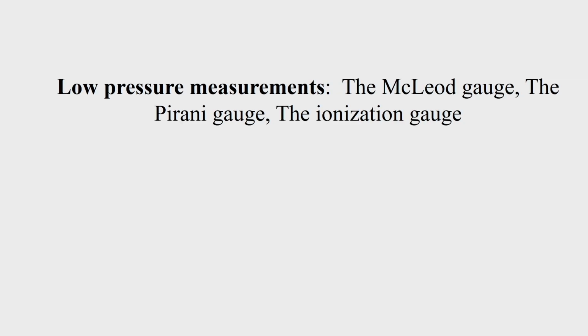Good afternoon. I welcome you to this session of experimental methods in fluid mechanics, and today, in continuation of my last lecture on low pressure measurements, we will discuss the operational principle of the Pirani gauge and the ionization gauge, and then finally we will work out one numerical problem on the McLeod gauge and how we can measure very low pressure. That is what we have discussed.